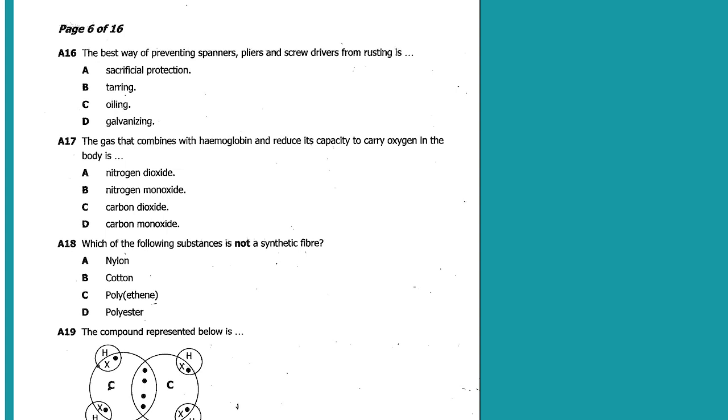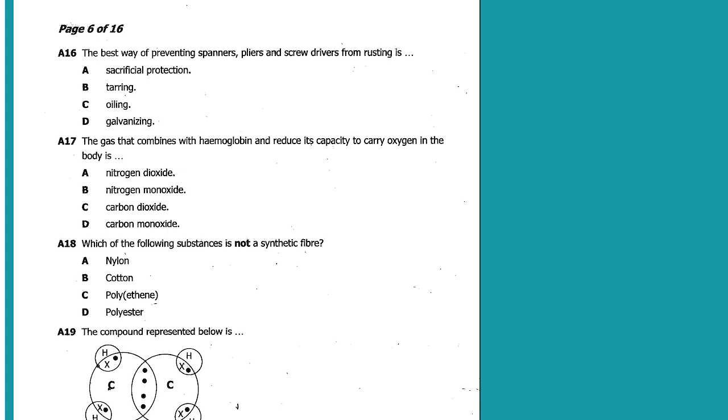16. The best way of preventing spanners, pliers, and screwdrivers from rusting is? Our answer is C, oiling. So all these others are methods of preventing corrosion or rust, but for the spanners, pliers, and screwdrivers, the best one is oiling. It's actually the cheapest also among the options given.